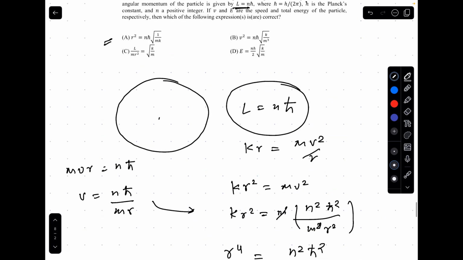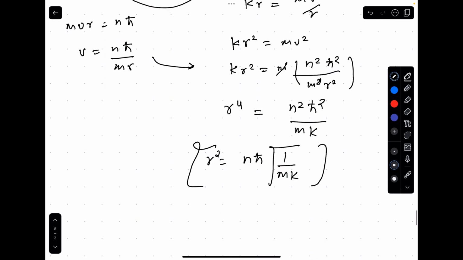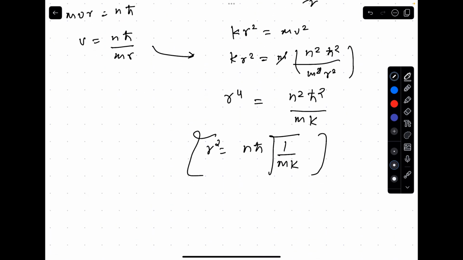So the first option is correct. Now v square. Look over here. I have the v. If I do the square of that, then I will get v square, that is n square h square divided by m square, and 1 by r square.